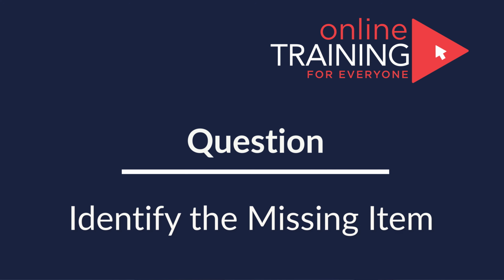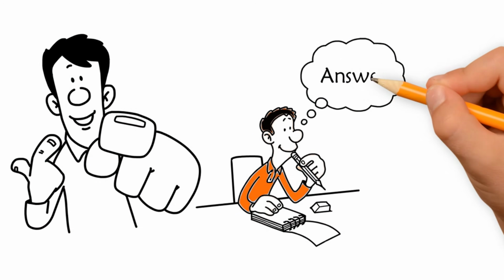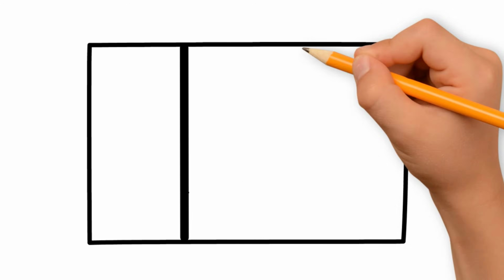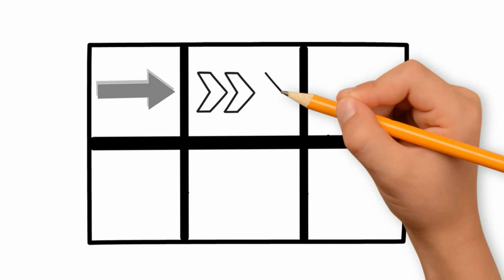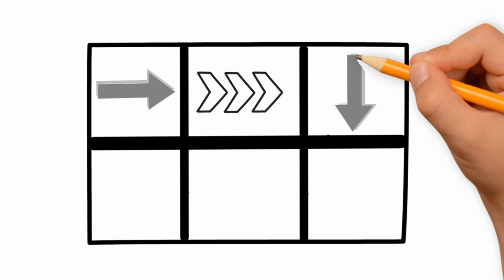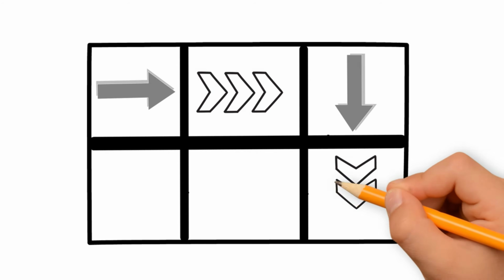I'm excited to share with you a cool question, which is easy to understand, but which doesn't have an obvious answer. You're presented with the 2x3 matrix. This matrix has arrows inside. There are two types of arrows, solid arrows, and then there are arrows that consist of three different shapes.